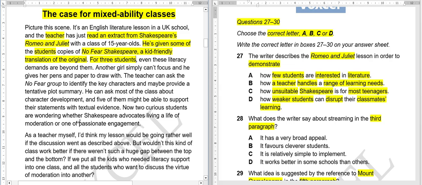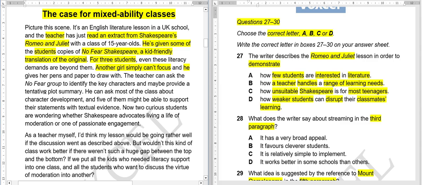Another girl simply can't focus, and he gives her, I think it should be she, she gives her pens and paper to draw. Okay, sorry about that. And he gives her pens and paper to draw with. So another girl, there is one more girl that cannot focus, and he here refers to the teacher. He gives her pens and paper to draw with.